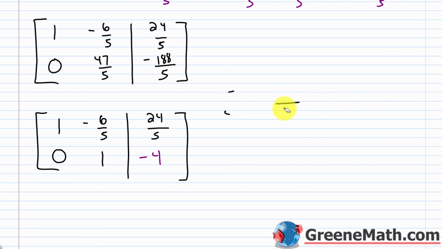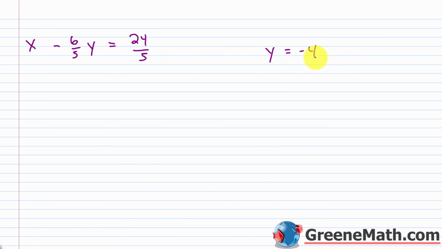So at this point, I have enough information to get a solution. I know that y is equal to negative 4, right? So if y equals negative 4, I can plug in for y in this part. So I would have x minus 6 fifths y is equal to 24 fifths. And again, y is negative 4. So what we're going to get is that x minus 6 fifths times negative 4 is equal to 24 fifths.